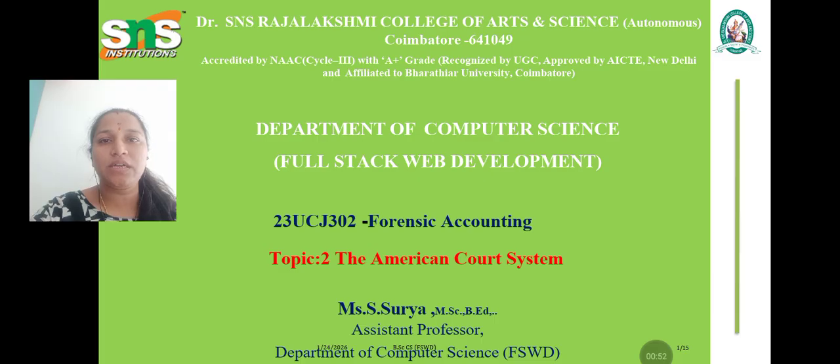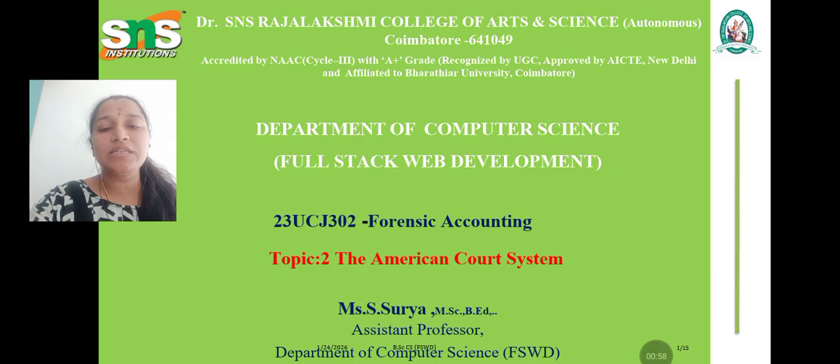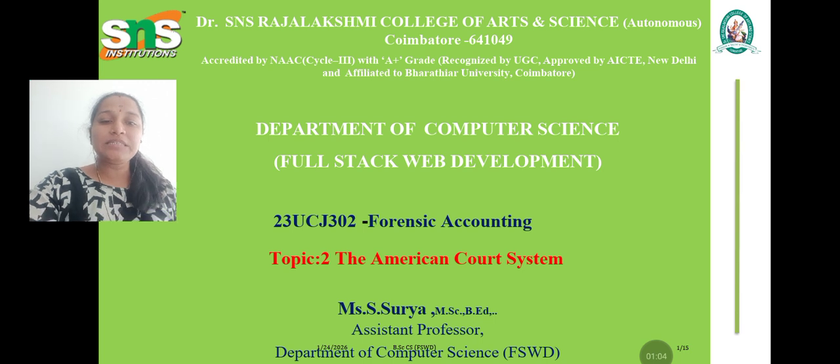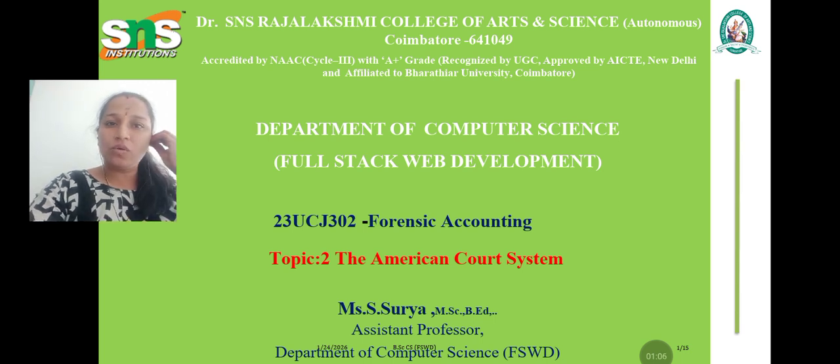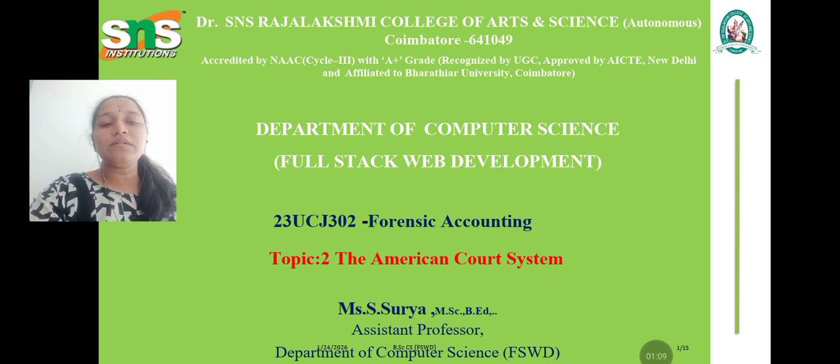There are two main systems: federal courts and state courts. The state courts handle most cases, such as fraud in companies, embezzlement, contract disputes, divorce, and business valuation cases. Next, the three levels of the state courts: first, trial courts; second, appellate courts; and third, state supreme courts.